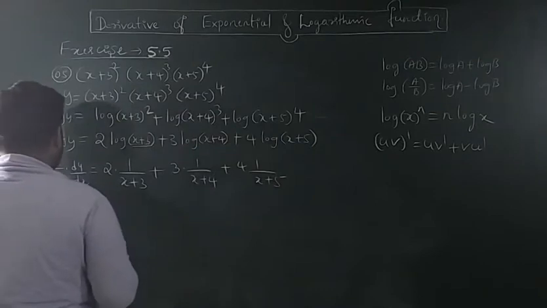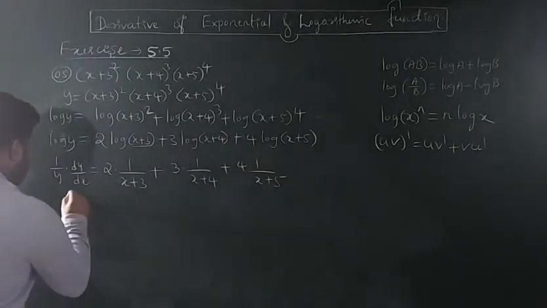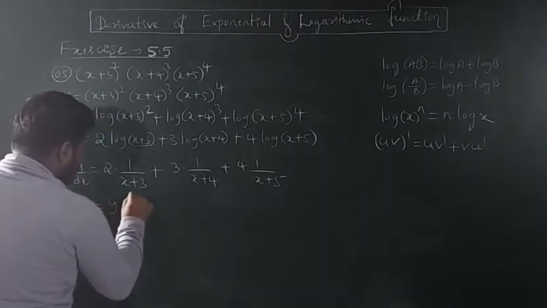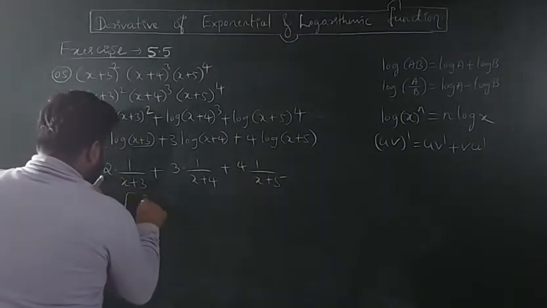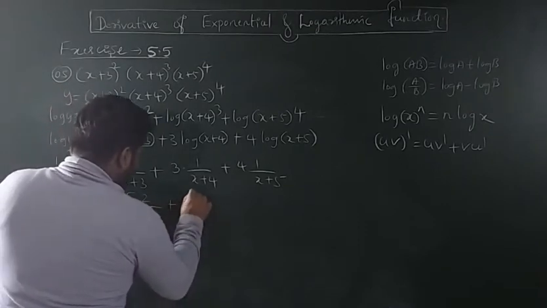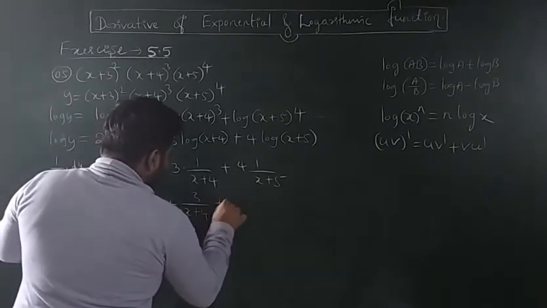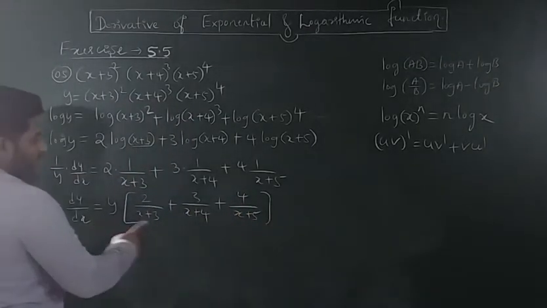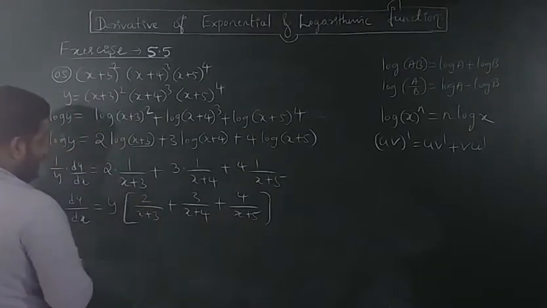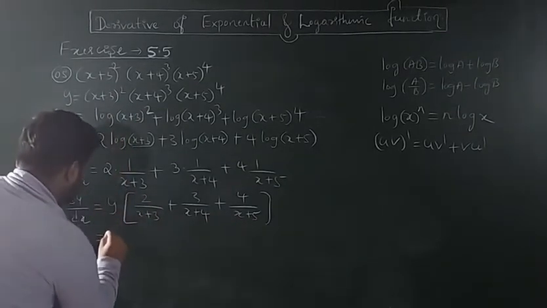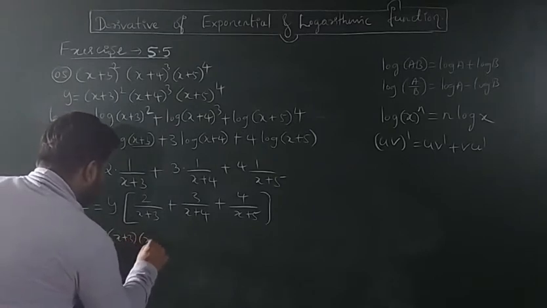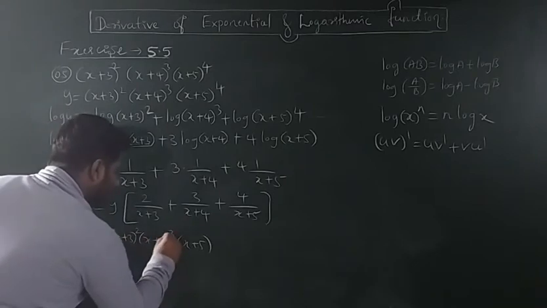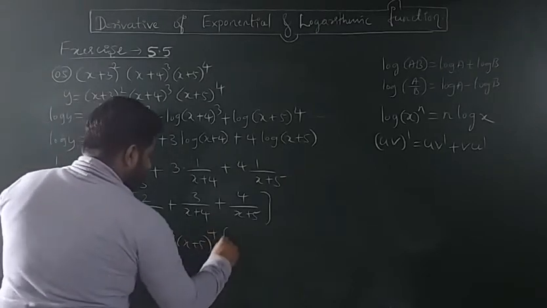So take this y to this side. What are you getting? dy by dx equal to y. Write y as it is, times 2 divided by x plus 3, plus 3 divided by x plus 4, plus 4 divided by x plus 5. Here substitute the y value and take the LCM of all three. Take the y value: x plus 3, x plus 4, x plus 5 to the powers 2, 3 and 4. So this is the y value.